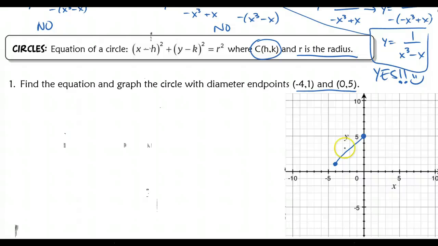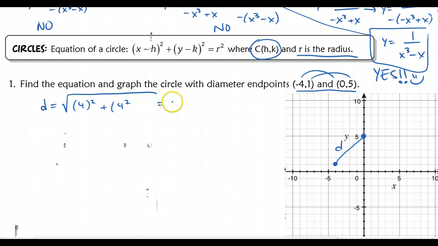So I'm actually going to do that first. I want to find the distance between those 2 points. It's found by taking the difference between -4 and 0, which is 4, squaring that number, plus the difference between the y-values, which is also 4, and squaring this number. So we get 16 plus 16, root 32. That simplifies to 4 root 2, which is again the overall distance.